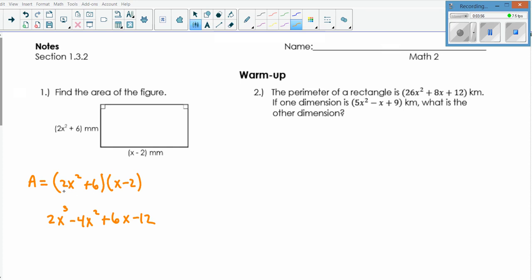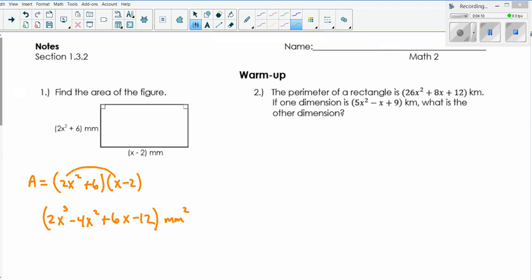Okay, so when you set up your problem, length times width, this is what you get. Remember, you need to be putting parentheses around this and saying millimeters squared. A lot of you guys are forgetting the parentheses. Write in standard form. Be very careful that this is what gives you 2x to the third, not squared. Okay? Over here, the perimeter of a rectangle is 26x squared plus 8x plus 12. I saw a lot of good work with this problem.